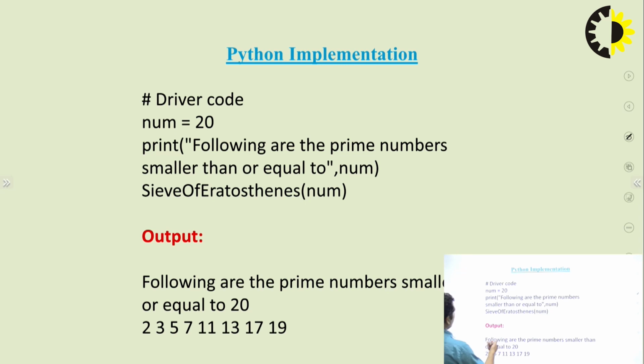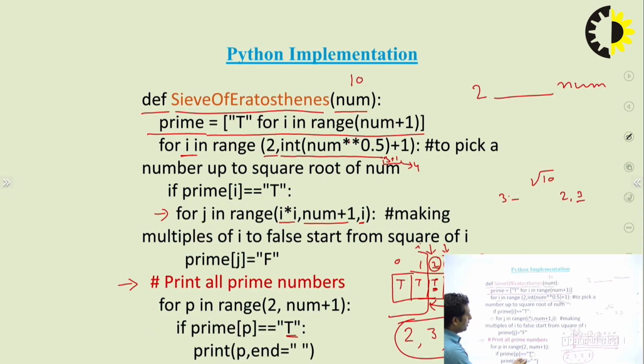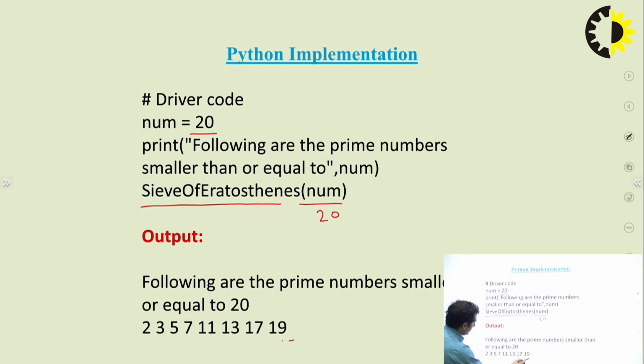This is the driver code. First we choose 20 and then call the sieve of Eratosthenes for this number 20 and generate in the same manner as we did for 10. Here for 20, all the prime numbers are 2, 3, 5, 7, 11, 13, 17 and 19.